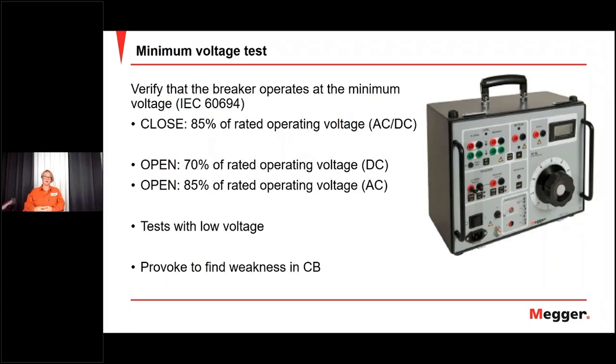So closed, the demands are not as high, but at open, you must be able to operate even within 70% of rated voltage. And this is also a way to provoke a fault. You will see faults on the breakers earlier if you try to test them with a low voltage.